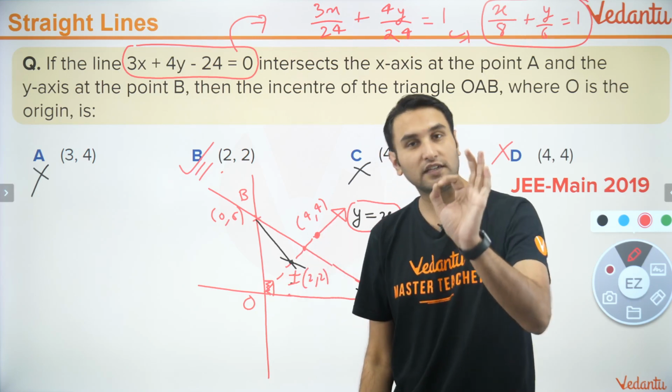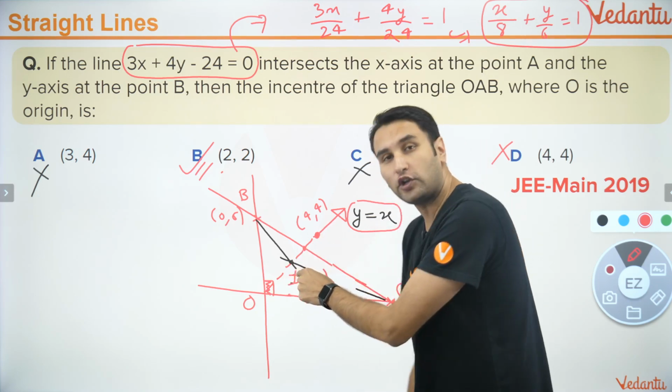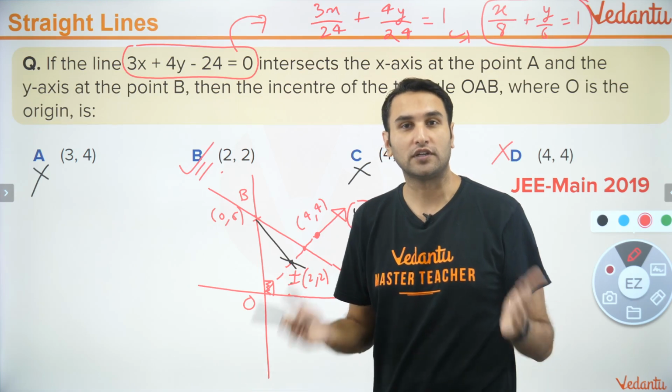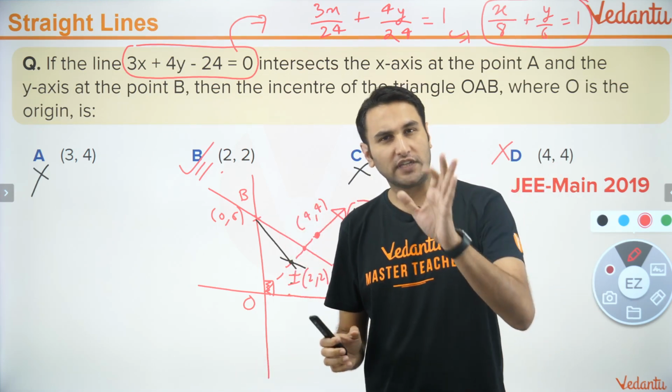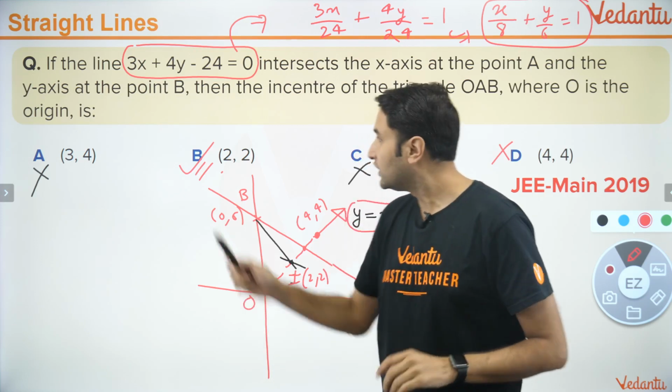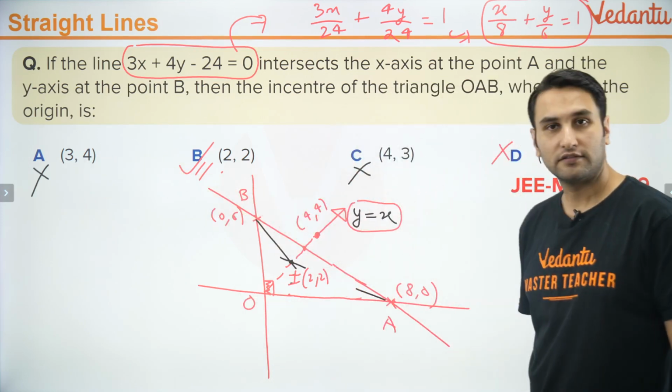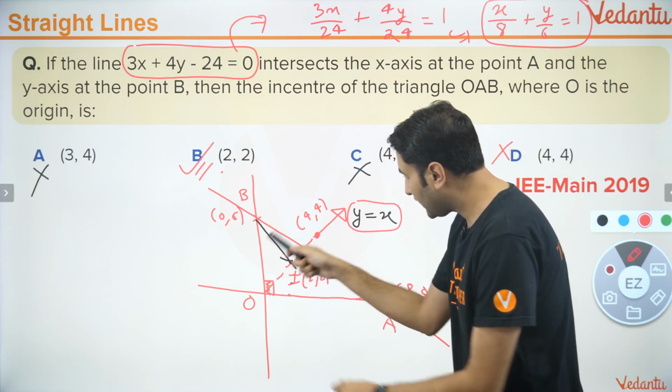Hence the incenter is of the type, any point on y equal to x is what? A comma a. X and y coordinates are the same. So the incenter's x and y coordinates are the same. Obviously the incenter lies inside the triangle.